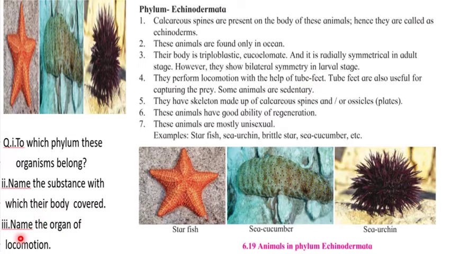Here is our answer to the third question. The tube feet are also helpful for capturing prey, and some animals are sedentary. They have a skeleton made up of calcareous ossicles. This animal has a good ability of regeneration. Most of these animals are unisexual.